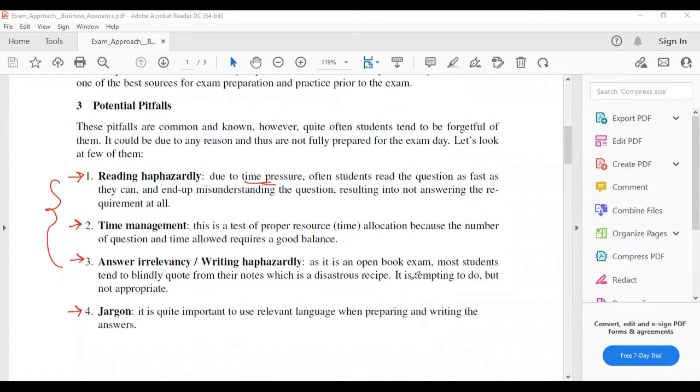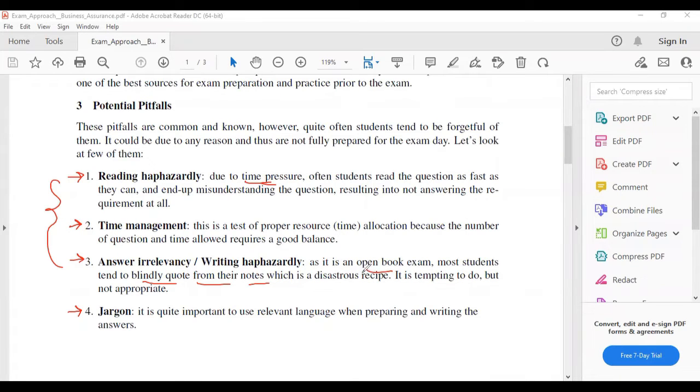And for example, copying. That's why I said open book exam. If you just blindly quote from your notes, you just copy paste your answers, you are not going to pass. As simple as that. It's not going to work out. It's a disaster. It's a disaster recipe.